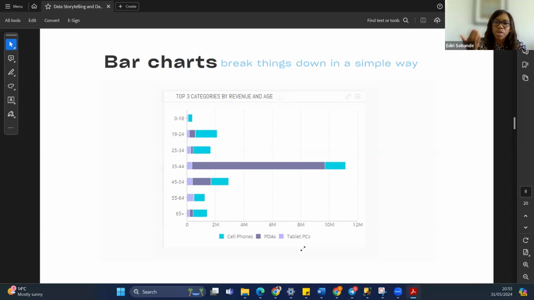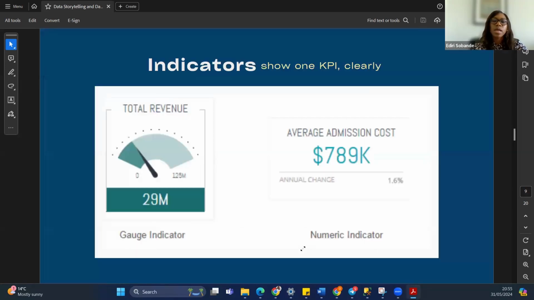So again, it helps to break things down in a simple way that your audience can see easily and engage with. So the next slide, please. Another common visual are your indicators. With your indicators, you can easily show KPIs clearly. So you can show, for instance, total revenue at a glance. You can show total number of customers at a glance.